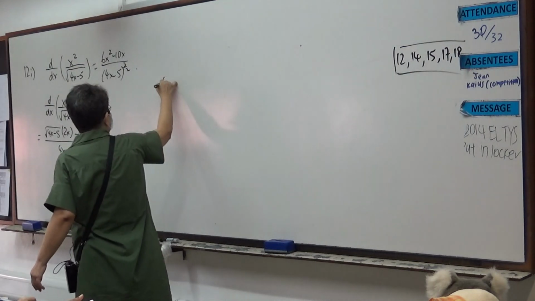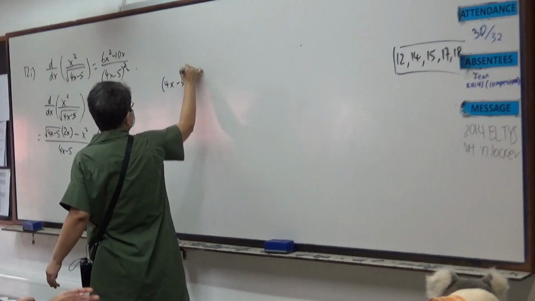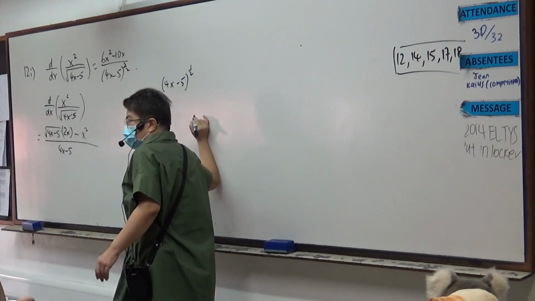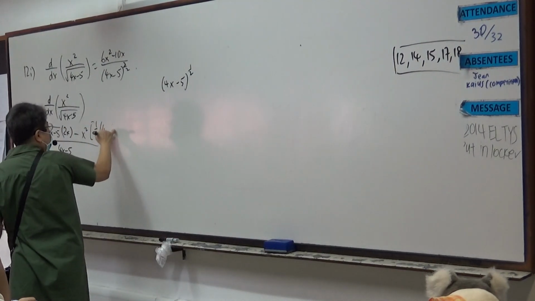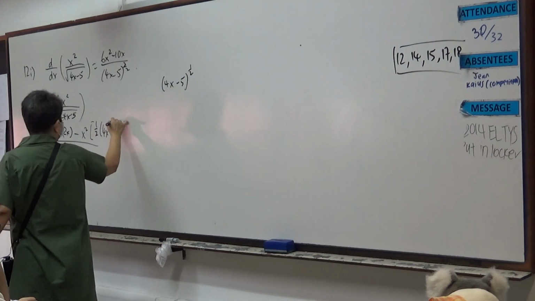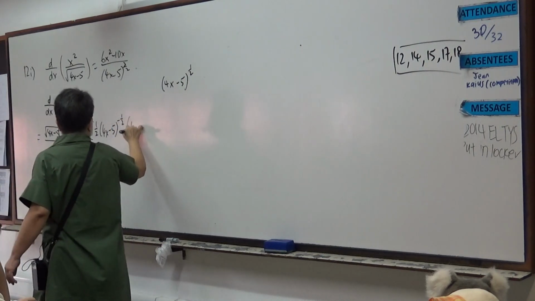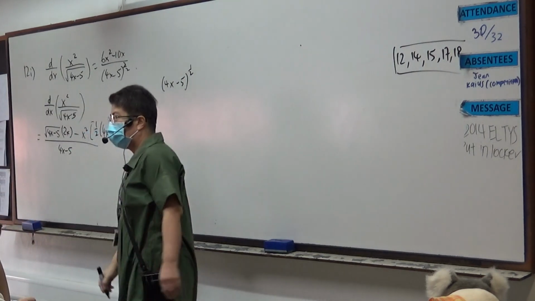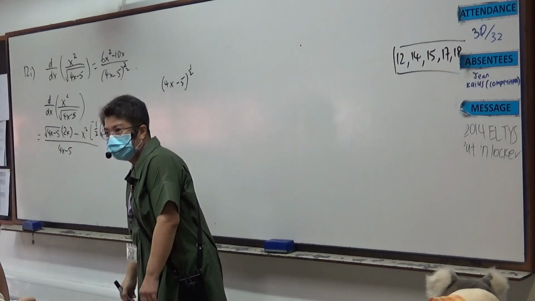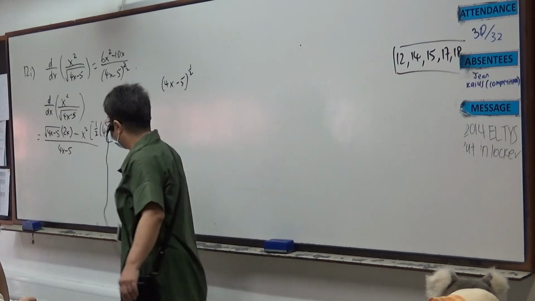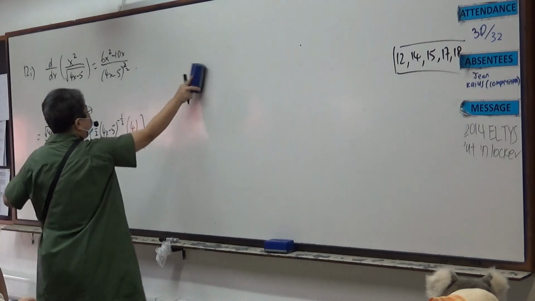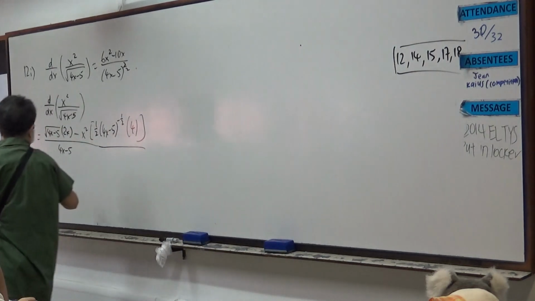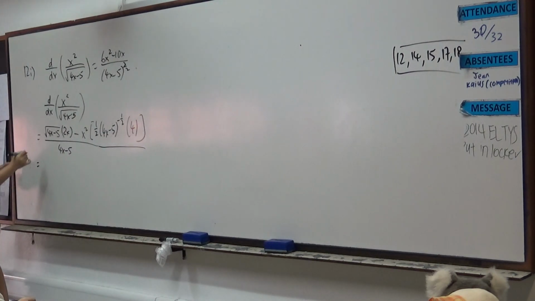Now don't forget, the bottom is actually (4x minus 5) to the power of half. So when I differentiate the bottom, it becomes what? Half times (4x minus 5) to the power of negative half, times 4, right? Can you see it? Chain rule, okay? Alright, so this is the whole thing here. So let us take a look. How did it ever become that, right? So let's slowly do, don't panic first.